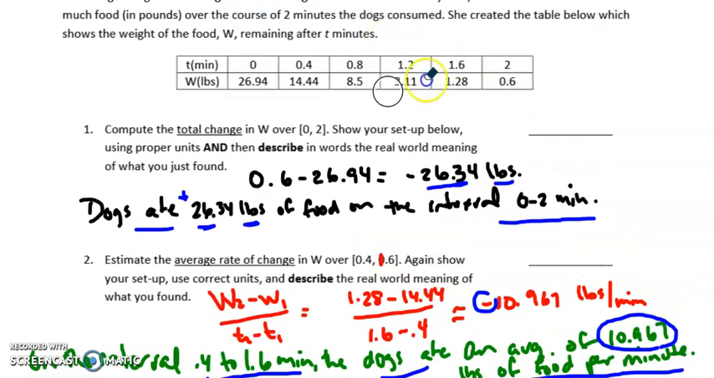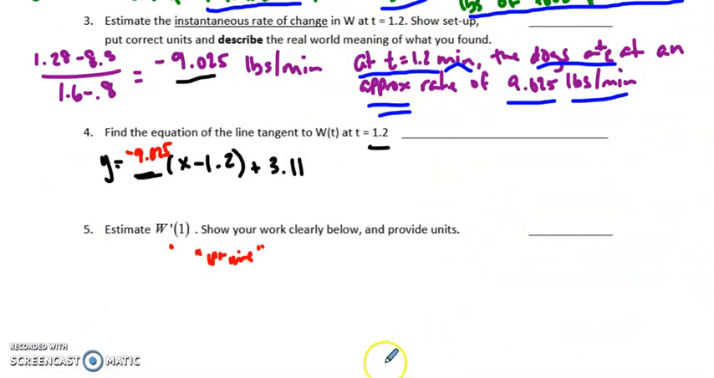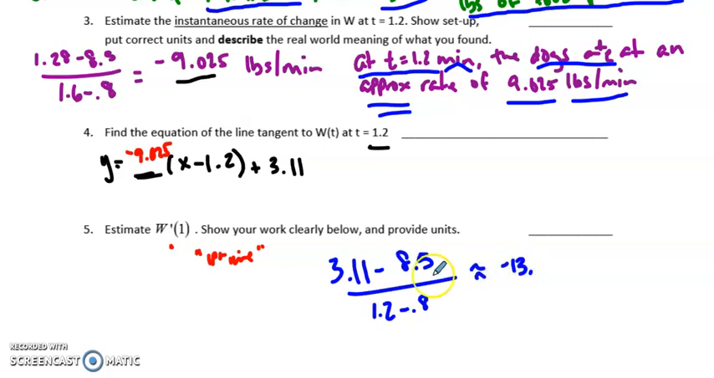So going back up to my chart, now I only have one option in the values that I can choose because 1 is not given as one of the values of t. However, 0.8 and 1.2 are given, and they are exactly on opposite sides of 1. So if I find the average rate of change between 0.8 and 1.2, I can use that as my estimated instantaneous rate of change. So my calculation is going to be 3.11 minus 8.5 divided by 1.2 minus 0.8, and this calculation gets me exactly negative 13.475, but that means that my instantaneous rate of change, or W prime at 1, is approximately negative 13.475 pounds per minute.